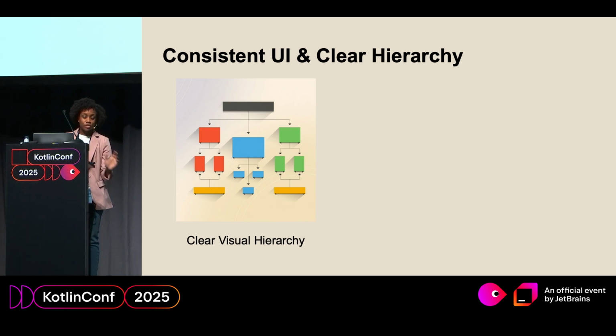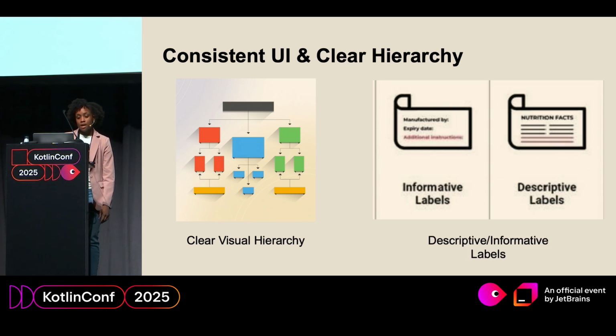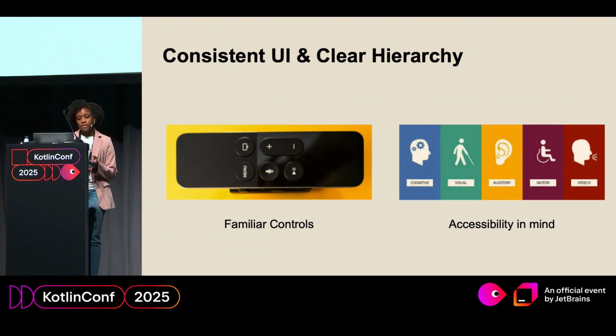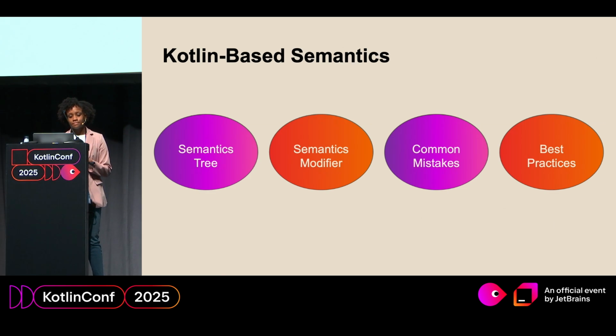So we see that there's a clear visual hierarchy, and descriptive and informative labels. That's the subtext, just to make sure you have more information of what's going to be done when you enable or disable something. And then we have familiar controls, and with all of that, we're keeping accessibility in mind.